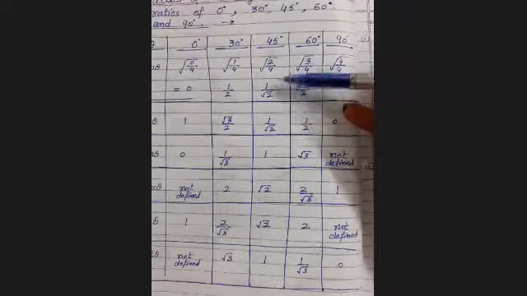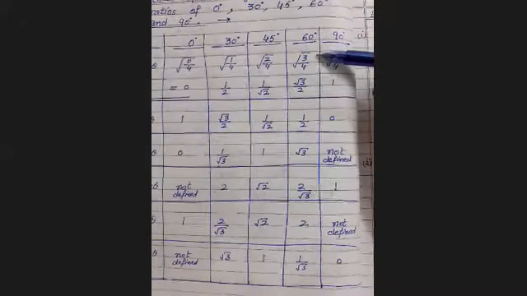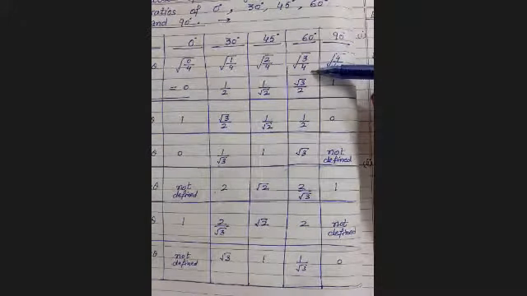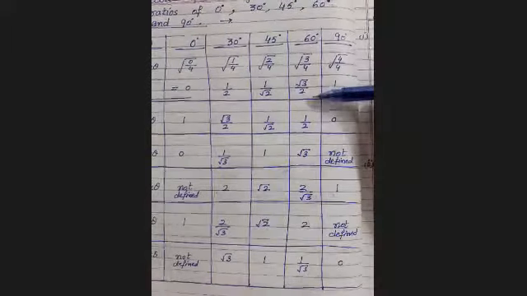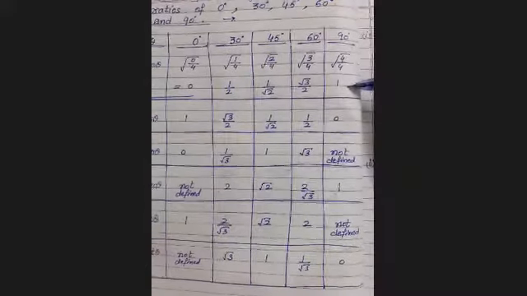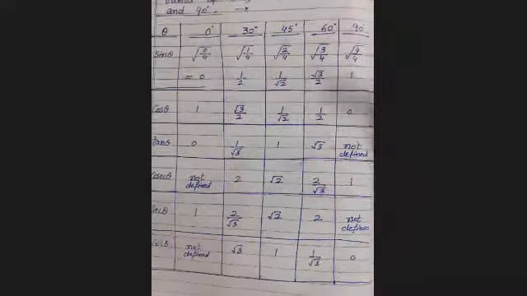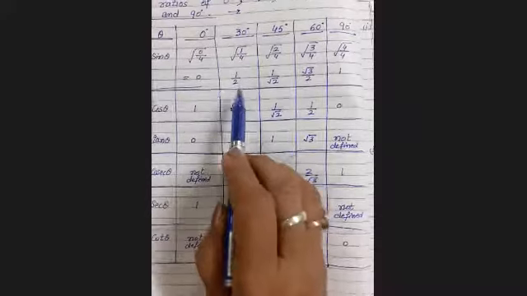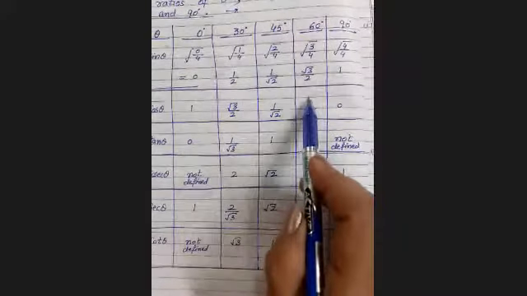1 root is 1 and 2 root is root 2. It is root 3 and root of 4 is 2. That's why it is root 3 by 2. 4 is cancelled with 4. That's why we are getting 1. Now these are values of sine theta: sine 0 degree, sine 30 degree, sine 45, sine 60, sine 90.